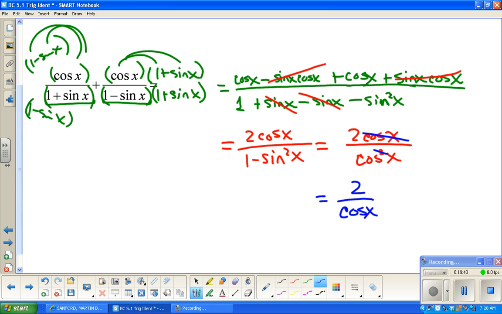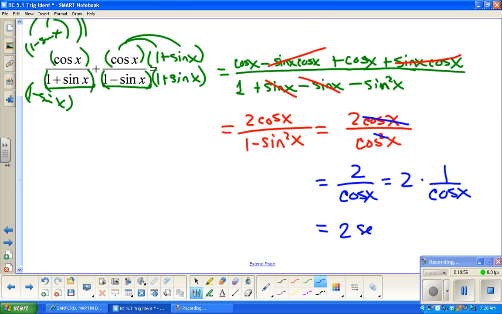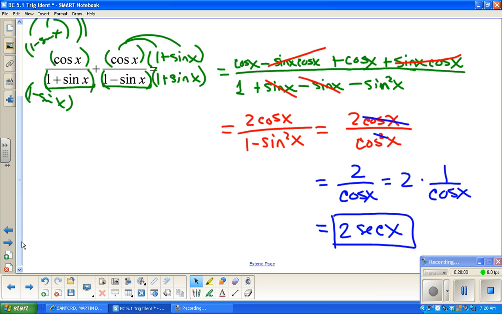Now here comes the last little tricky step that is not obvious, but it's still going to happen. This is the same thing as 2 times 1 over cosine. So that means this is really 2 times secant. Okay, so I know we just did some scary stuff, but the point of this is to be able to take something that's ugly and make it into something that's a whole lot less ugly.